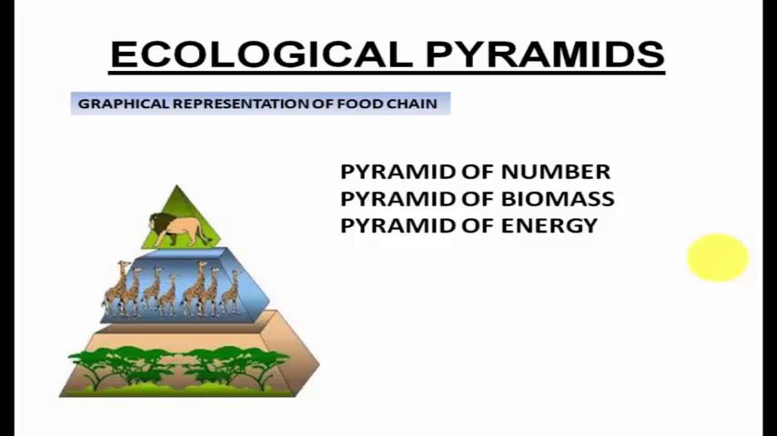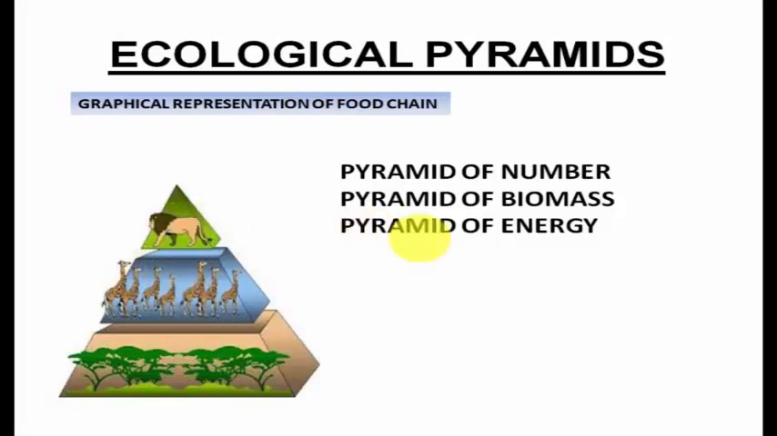So let's discuss each one of them, one by one. Now the three kinds of pyramids. The concept of the ecological pyramid was given by Elton in 1927. In the pyramid of number, we generally designate the number of organisms available at every level. Let's say as per this graph, if we have trees, we will say how many trees here, how many giraffes here, and how many lions here. So this basically represents the number of organisms, the consumers or the producers, available at every level.